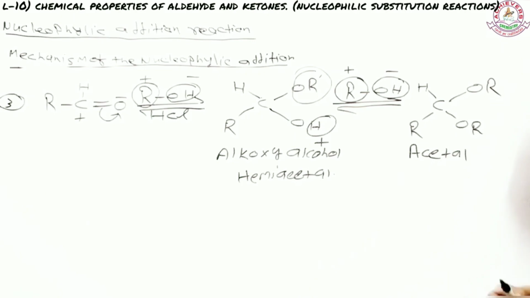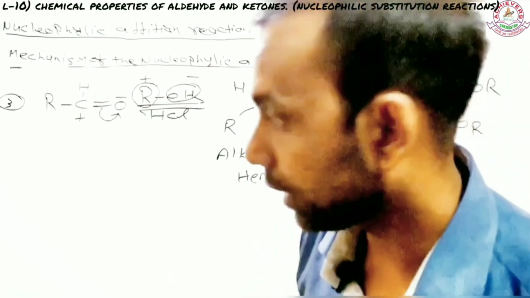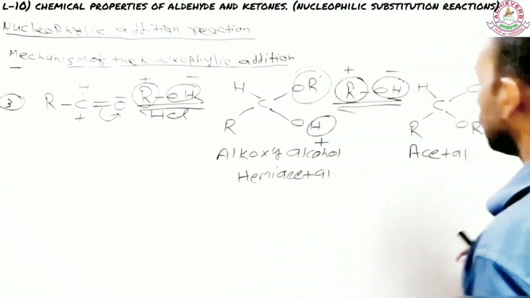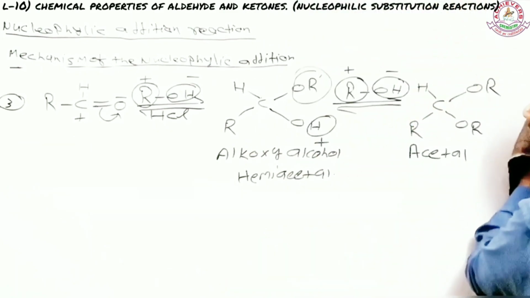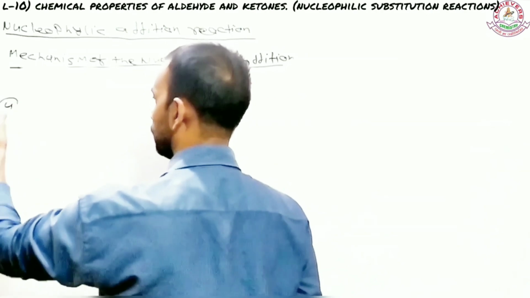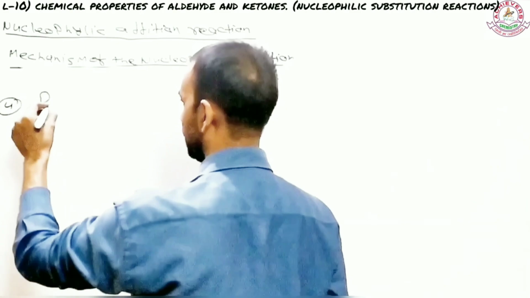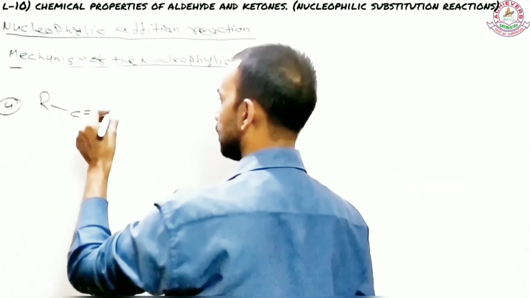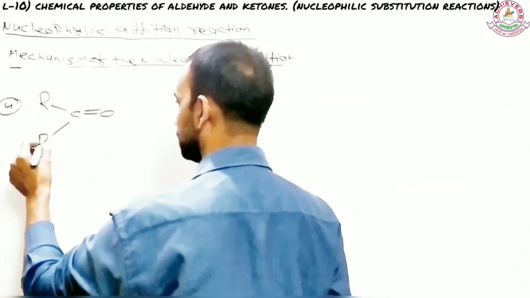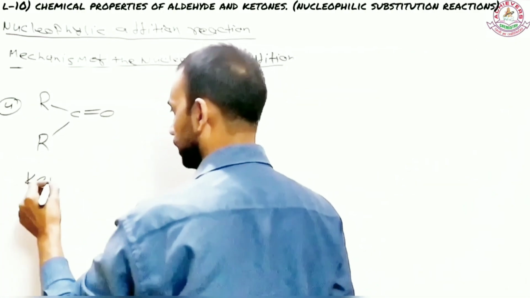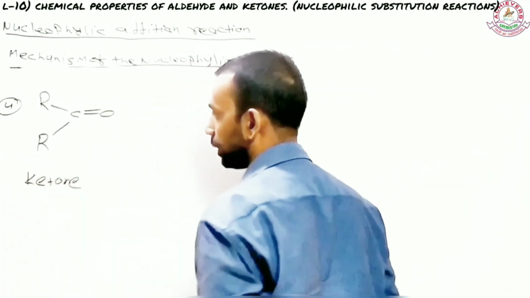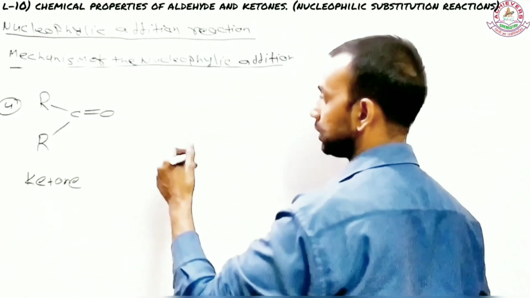I hope you are understanding every bit of what I am saying. We have another reaction that is going to be very important. So I am going to wipe this off so that I can take the fourth one. The fourth one is about a ketone. So I am taking a ketone this time. You probably understand that this represents a ketone. So far, initial examples were about aldehyde, but this time it's about ketone.